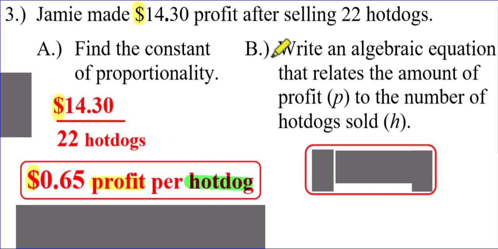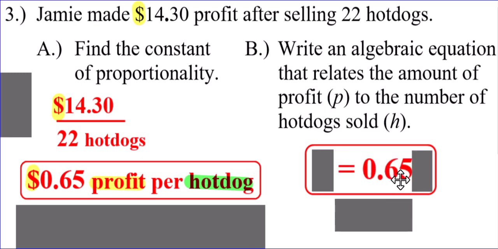Part B. Write an algebraic equation, sorry, I keep saying expression, it's equations, that relates the amount of profit to the number of hot dogs. All right, we are told that we're going to use P for profit and H for the hot dogs sold. So what is going to be next to our 0.65? Will it be the P or will it be the H? Well, ladies and gentlemen, always find the word per. Whatever is to the right of the word per will be to the right of your unit rate's number. Per hot dog times the hot dog. So ladies and gentlemen, you should have H being multiplied right next to the 0.65.